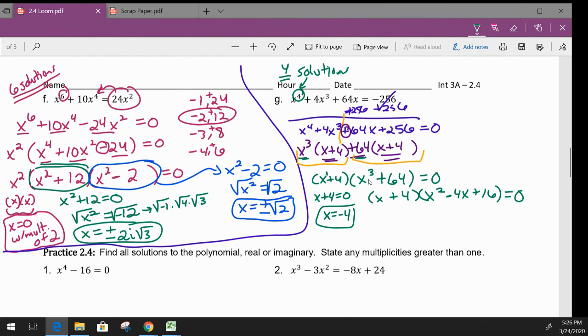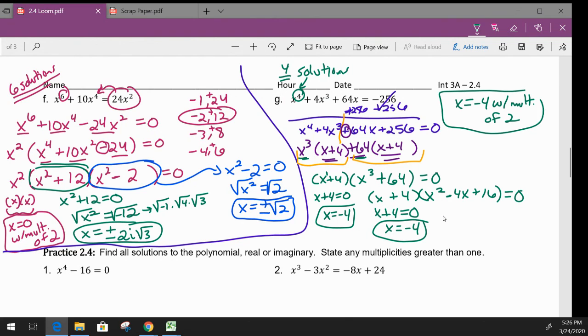Now that we have factored that sum of cubes, we can then get our other solutions. So we have another factor now of x plus 4. So that factor of x plus 4, again, is going to have a solution of negative 4, which means we have x equals negative 4 with a multiplicity of 2. Because there are two solutions of negative 4, there are two factors of x plus 4. However, this trinomial here cannot be factored, which means we are going to have to solve it with quadratic formula.